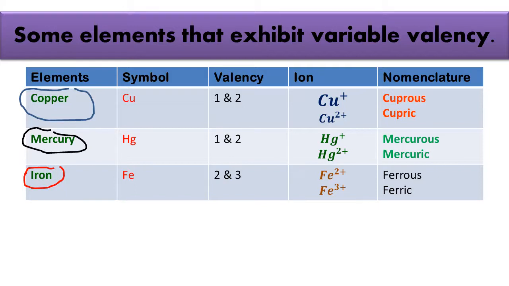Same with iron, Fe, that is 2 and 3. So here when it is losing 2 electrons, it can be written as Fe2+ and called the ferrous ion. And when it is losing 3 electrons, it is Fe3+ and called the ferric ion.